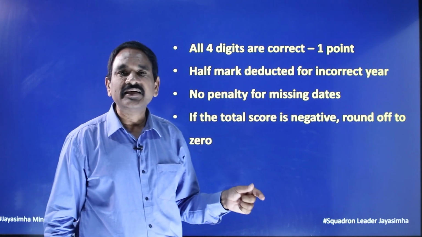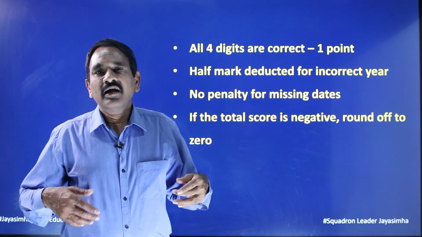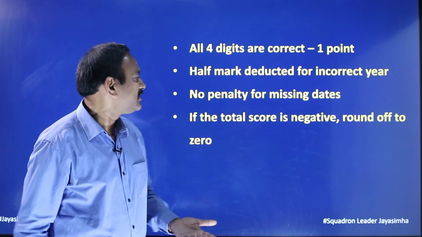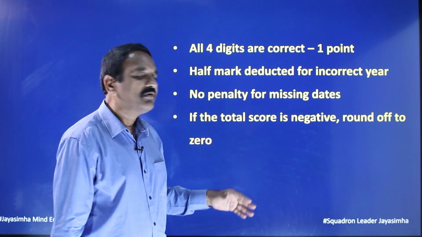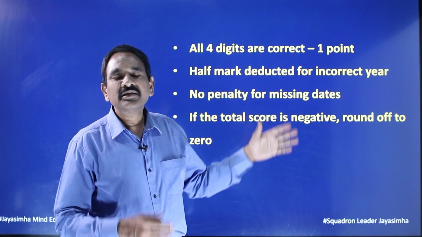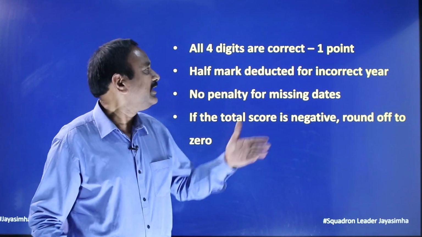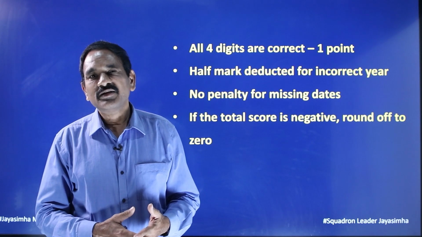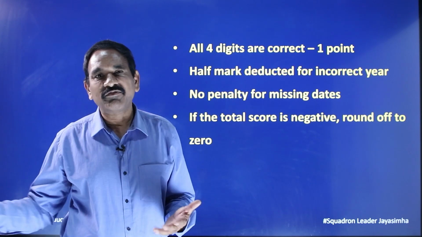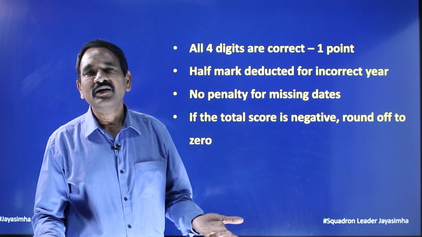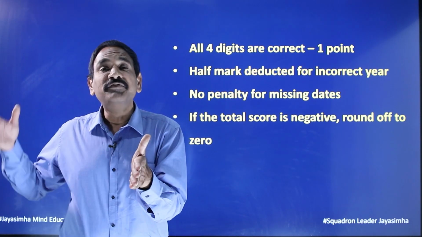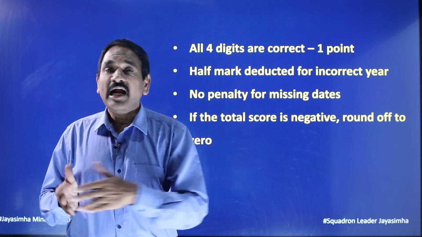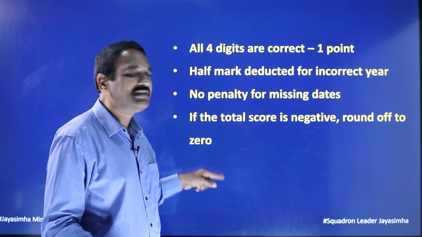No penalty for missing dates. For example, if there is one event I don't remember and I didn't write anything, you will not get any penalty for that. If the total score is negative, it gets rounded off to 0. Imagine you have written 5 correctly and 10 incorrectly. Then 5 minus 5 becomes 0, right? Imagine you got 5 correct and 15 mistakes. So it's actually minus 7.5. And you got only 5 points, meaning the score will be 0. It will not be negative.